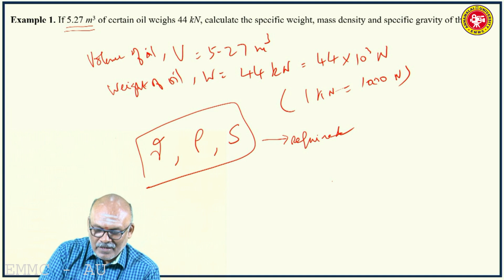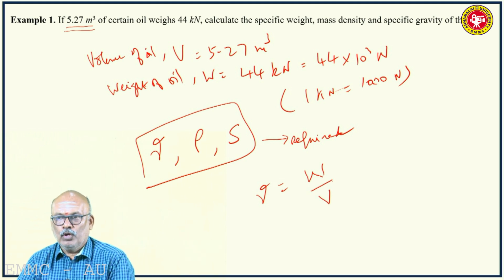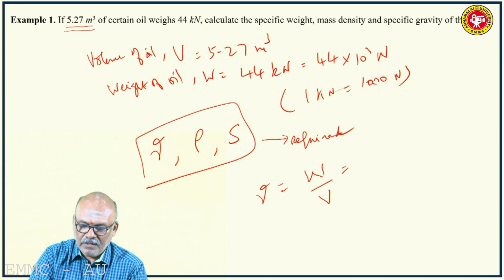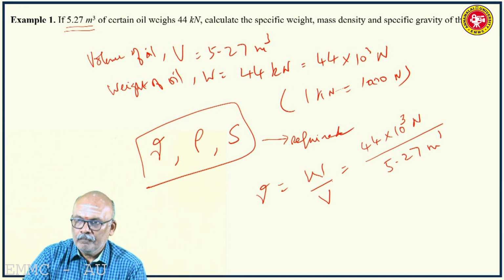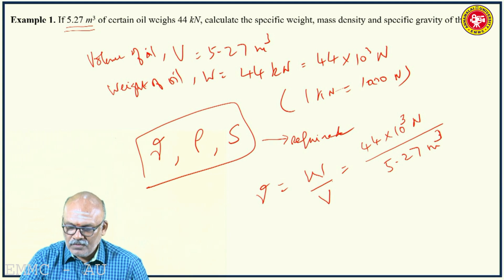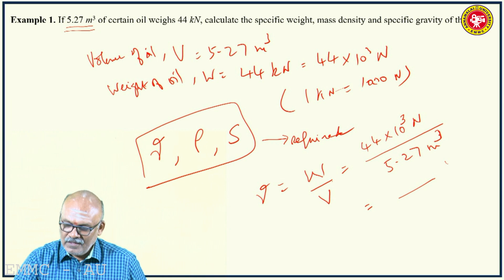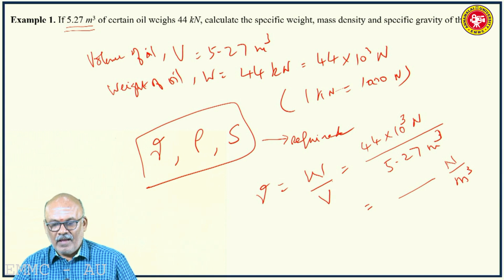So let us now recollect how we define specific weight. Specific weight is defined as W by V, that is weight per unit volume. Both these data are given. So weight is 44 kilonewton or 44 into 10 power 3 newton, divided by the volume. You can work out the result using a calculator. It has units of Newton per meter cube. I leave it to you to calculate.